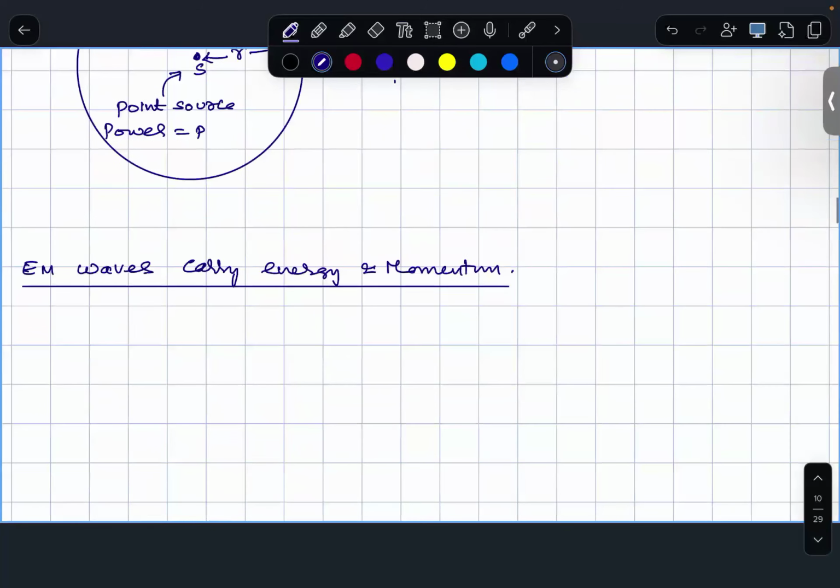Right. Now electromagnetic waves carry momentum. Suppose, assume U is the energy.